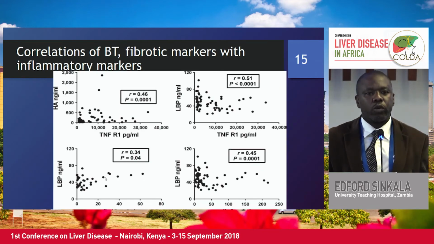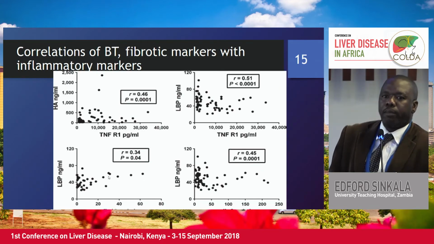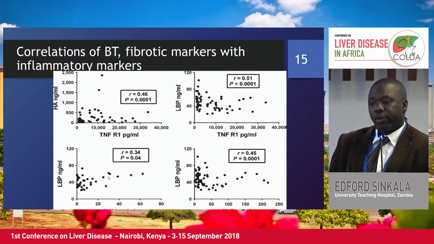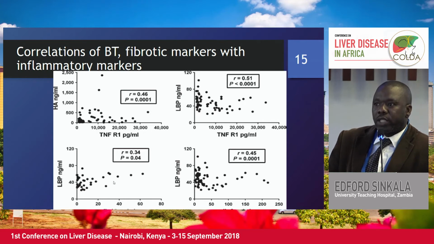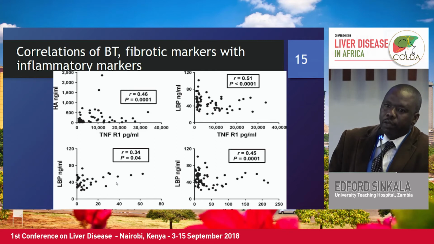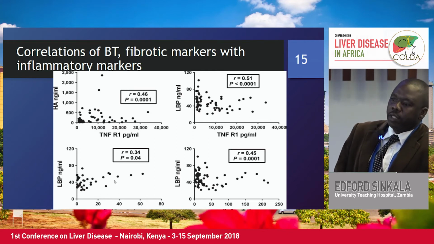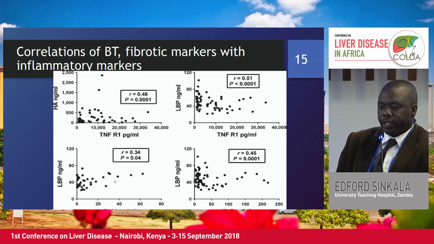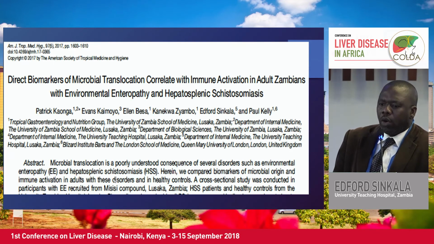When we try to correlate some of the markers of bacterial translocation, fibrotic markers, and inflammatory markers, they are linearly correlated and quite significantly, which means that bacterial translocation is driving systemic inflammation in these patients, even though these patients have chronic disease. We've again tried to re-emphasize this point.